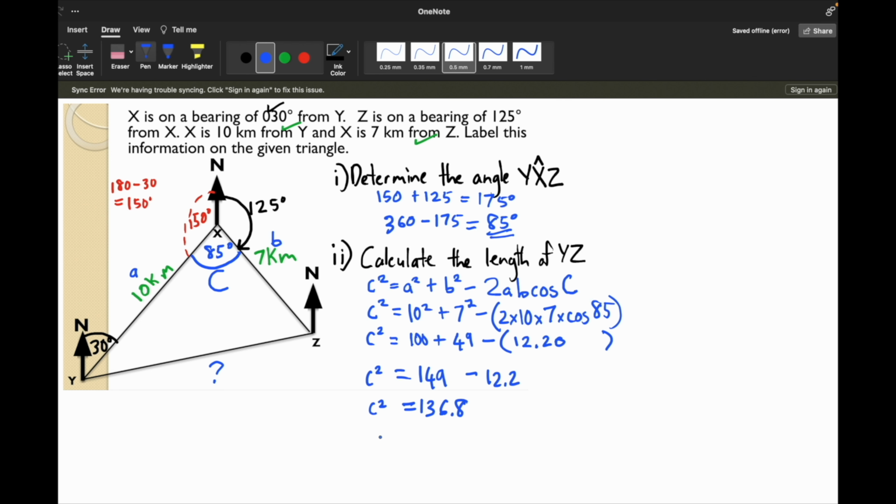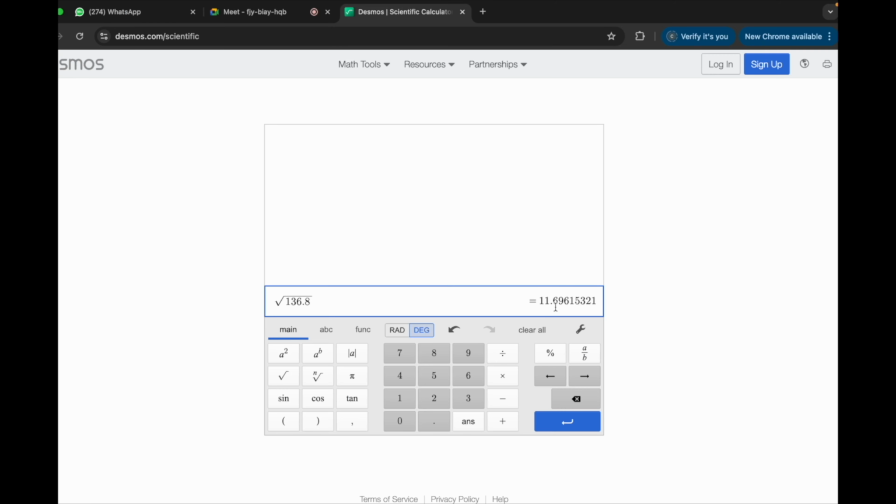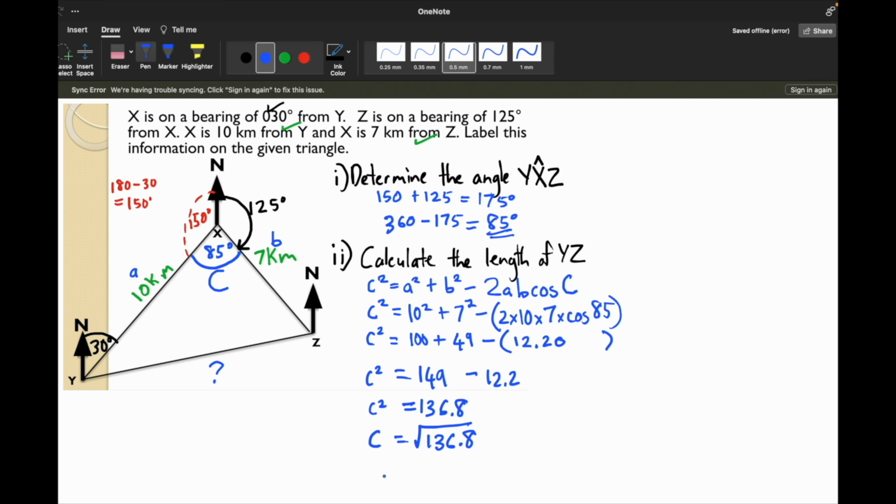136.8. So now we have to find the square root of that. The square root of 136.8 gives us 11.7 basically. So C is equal to 11.7 kilometers. So here is actually not unknown, it's actually 11.7 kilometers.